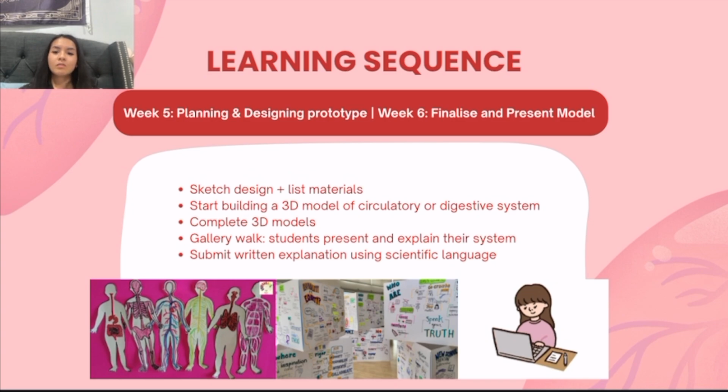While in the final week of the learning sequence, students will be completing the models and preparing to present them to the class. The presentation will involve the class doing a gallery walk around the students' models while the teacher questions the students about their understanding of the chosen system. As previously stated, students will submit a written report about the system for the teacher to further assess. The assessment will be based on accuracy, creativity, and the use of scientific language, as well as communication skills. The week will also end with a reflective discussion on what they've learned and enjoyed during the unit.